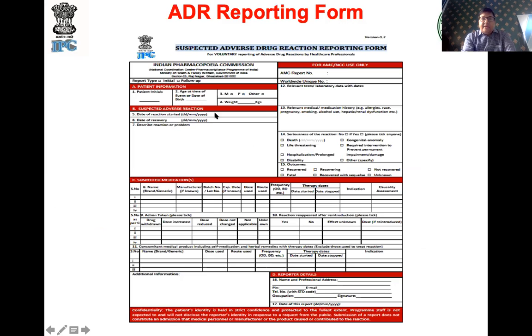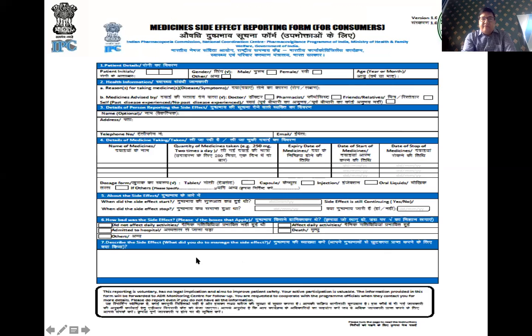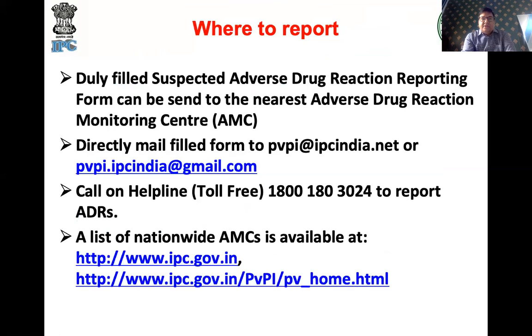So this is the common adverse drug reaction reporting form. This is the English form, and we have the form in Hindi also, and in around 18 or 19 different local languages. This form has been translated, and the details of the adverse drug reactions are reported in this form. So where to report? The duly filled form of the suspected adverse drug reaction has to be sent to the nearest ADR monitoring center.